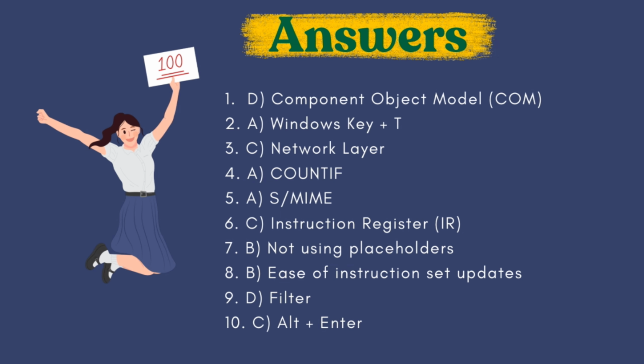Filters are used in various applications to sort or refine data, making it easier to analyze or display relevant information. Finally, question 10's answer is C, Alt plus Enter. This shortcut often toggles between full screen and windowed modes in many applications, helping you manage your workspace more effectively. By understanding these points, we're connecting the dots on how different technologies and shortcuts enhance our efficiency and system understanding.